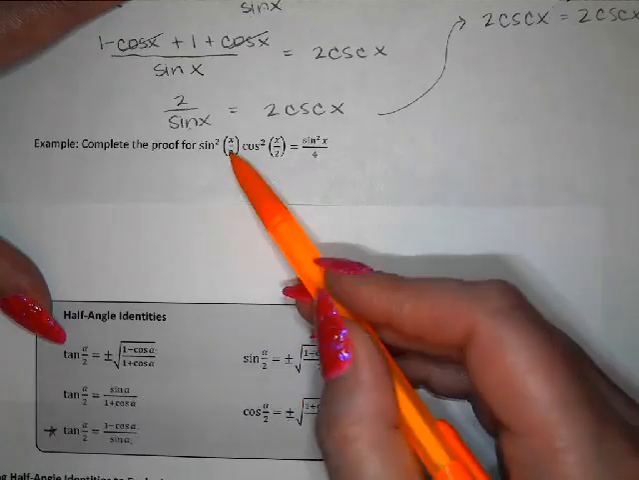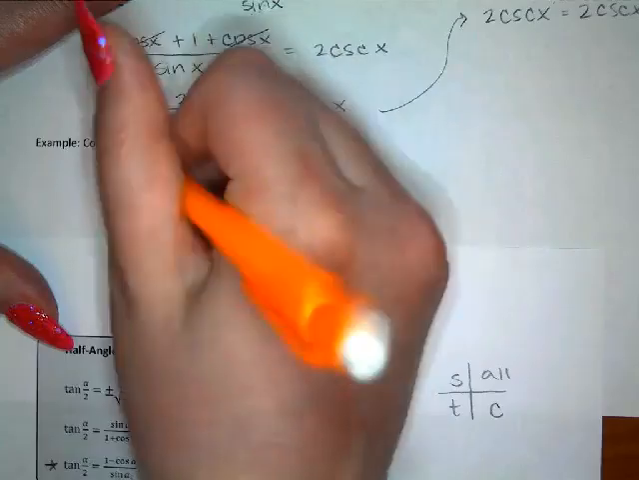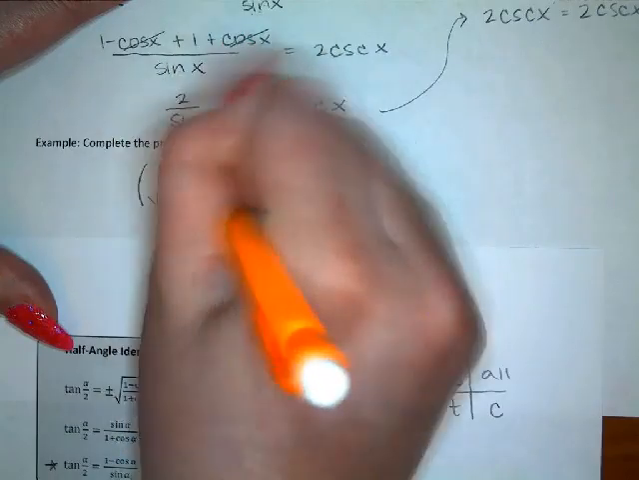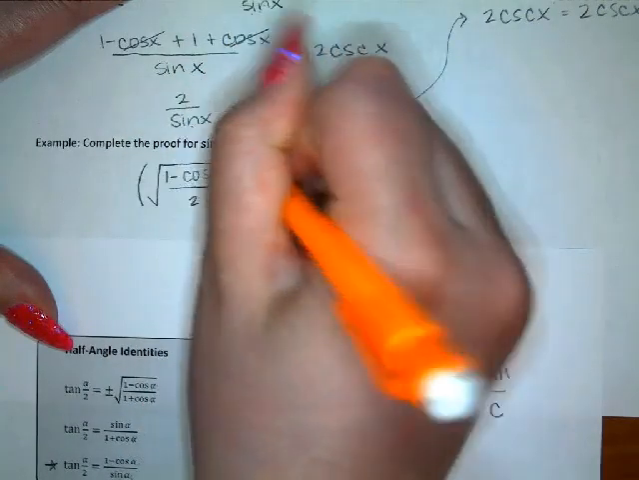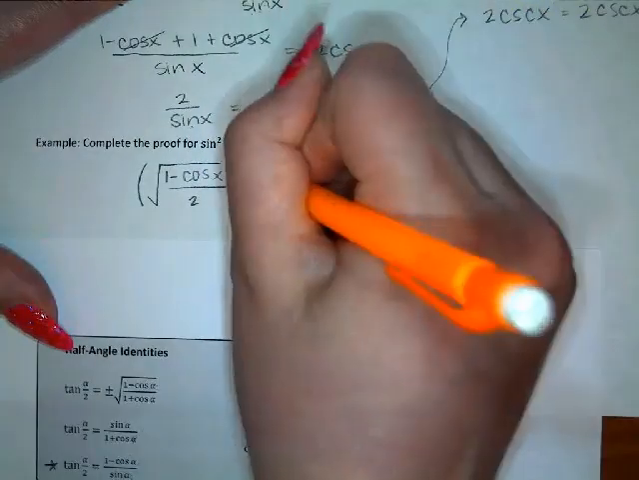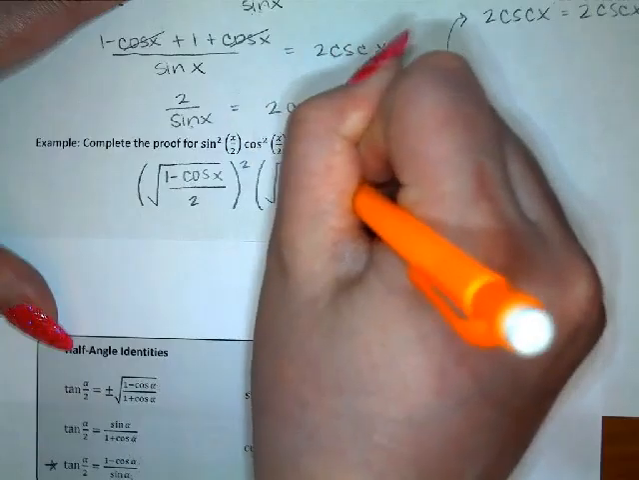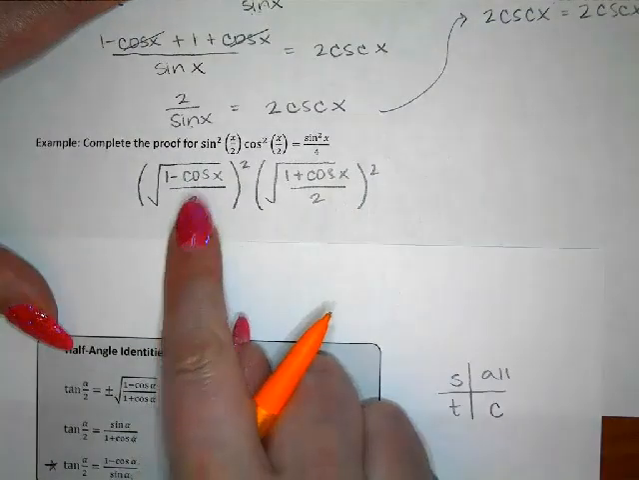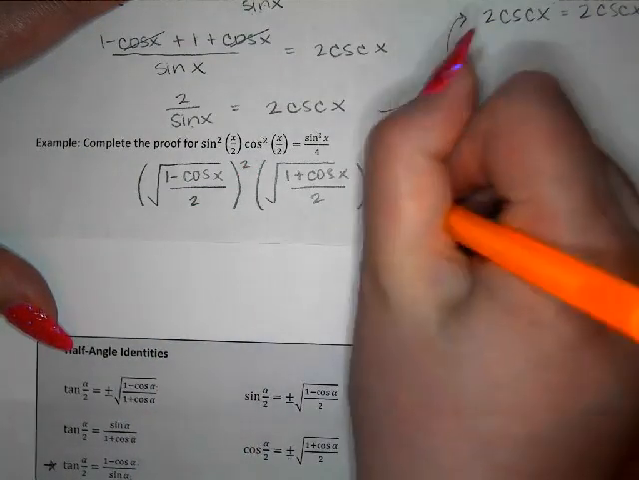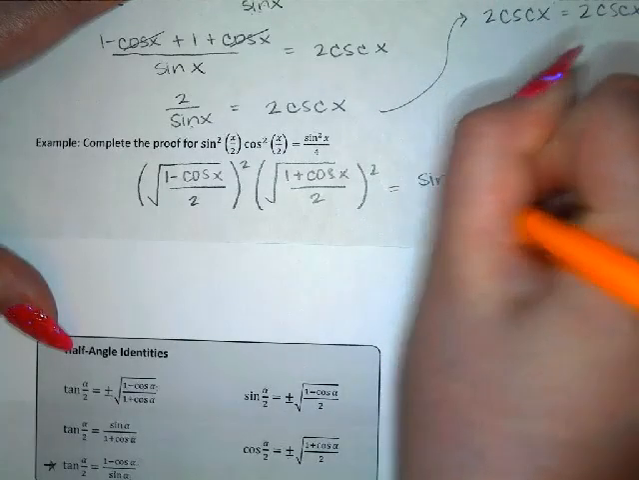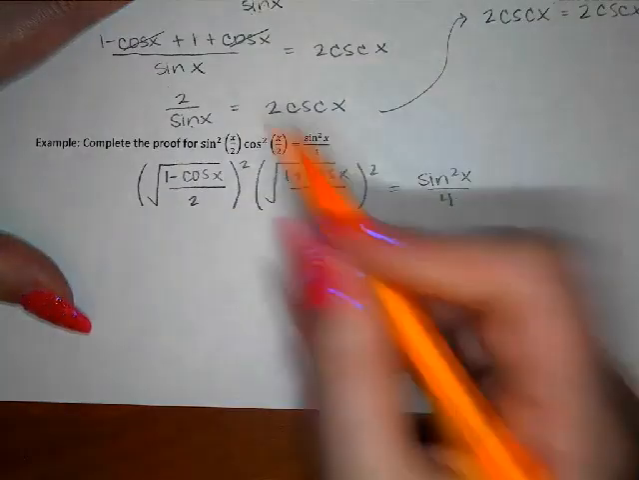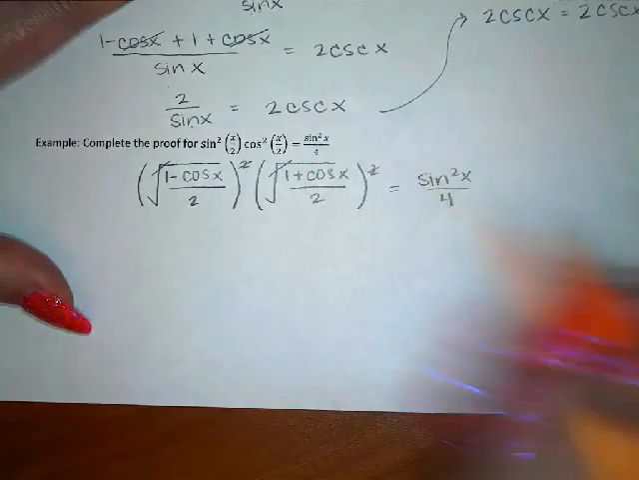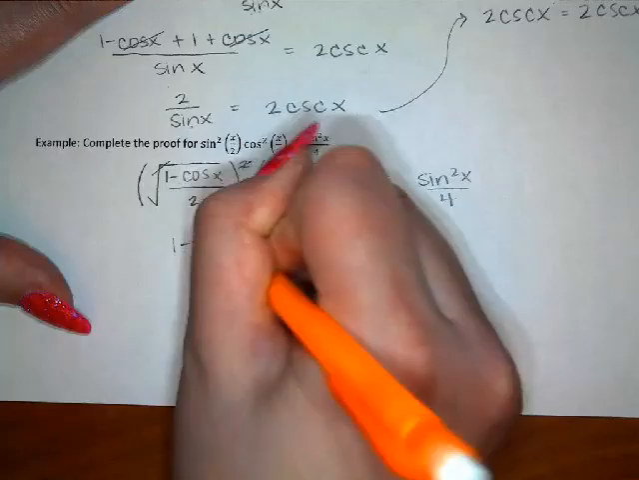So for sine, there's sine squared, and then this one is for cos squared. Okay, sine of x divided by 2 squared, cos of x divided by 2 squared equals the right side. Okay. So when you square a square root, they just cancel out. So the square root and the squared cancel. The square root and the squared cancel. And I get 1 minus cos over 2 times 1 plus cos over 2.